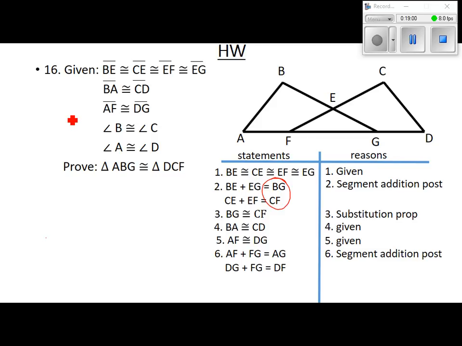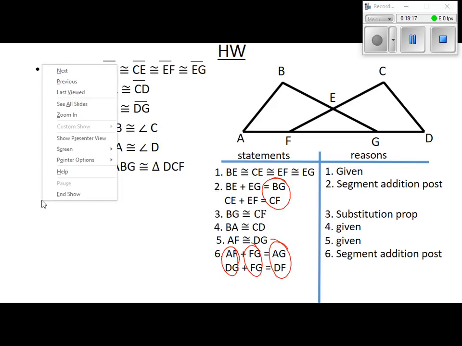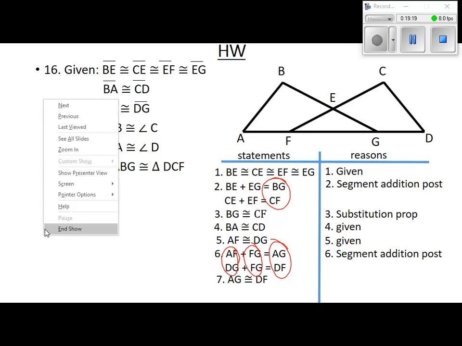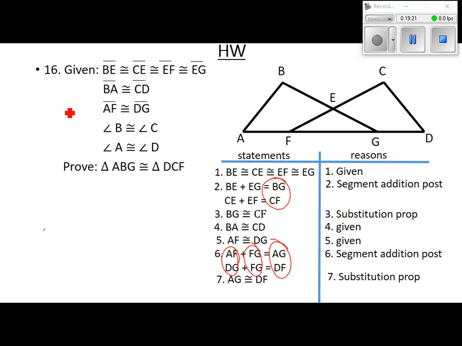If these two are equal, we just add FG to both of them. That's the same thing, right? If Gunner walked 5 miles for FG, then I walk 5 miles for FG. Well, what do we know about these two then? They got to be congruent. What property did we use again? Substitution. We took out something that was equal to something else and substituted it in its place.